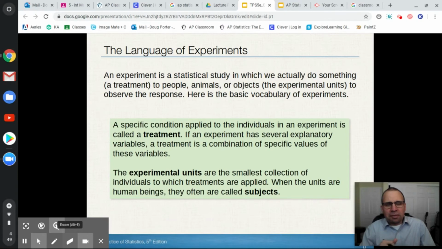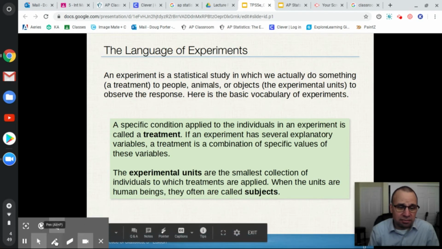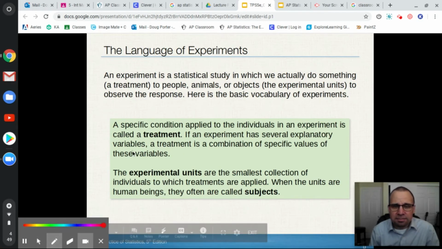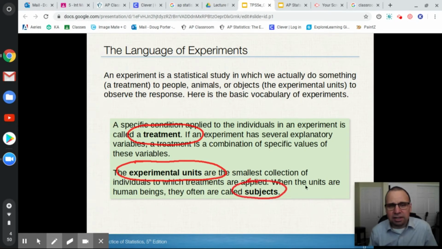Here's some vocabulary for you for the language of experiments. Please pause the video again. Make sure you have these vocabulary words down, especially a treatment. It's a specific condition applied to individuals. And then, of course, the experimental units. They will ask you on an AP test, given this experiment, what are the experimental units? And when they're human beings, we call them subjects. So just be familiar with these vocabulary terms.